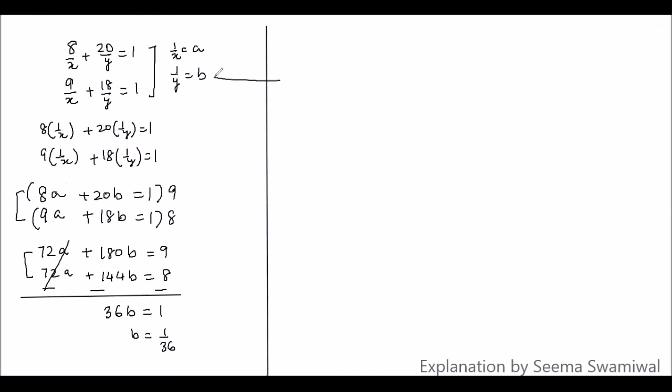We have 1 upon y is equal to b. So in place of b, I'll be putting its value. 1 upon y is equal to 1 upon 36. Taking reciprocal both the sides, same thing you can do both the sides of the equation, the things will remain equal. So that means y is equal to 36. Put this value of y in this first equation. Let's call this one as first. So put y is equal to 36 in first.